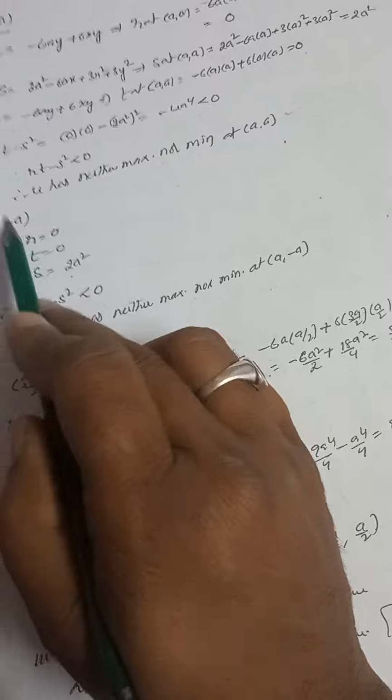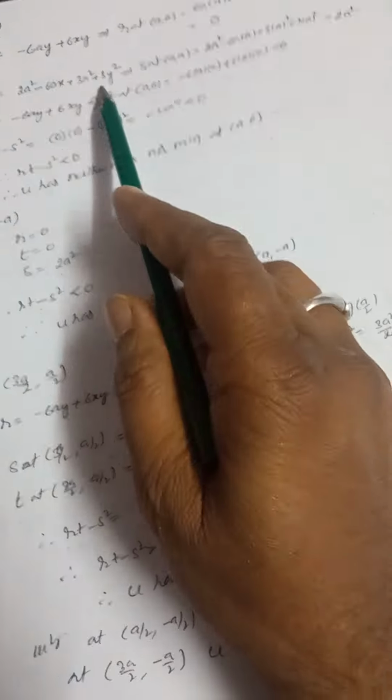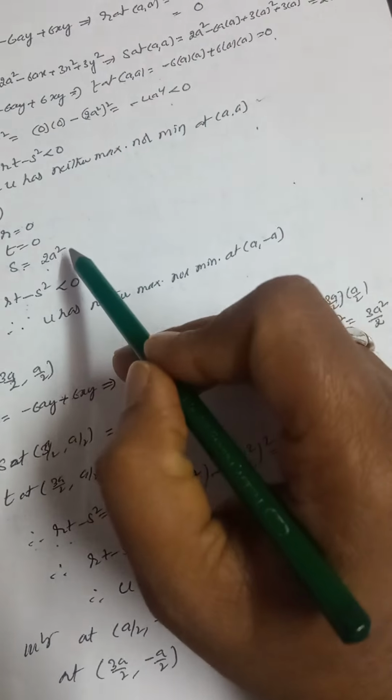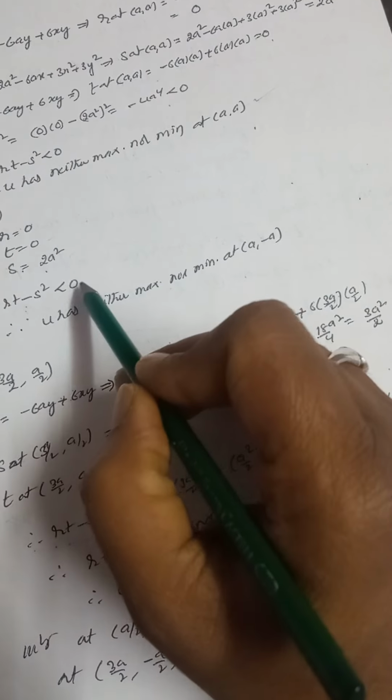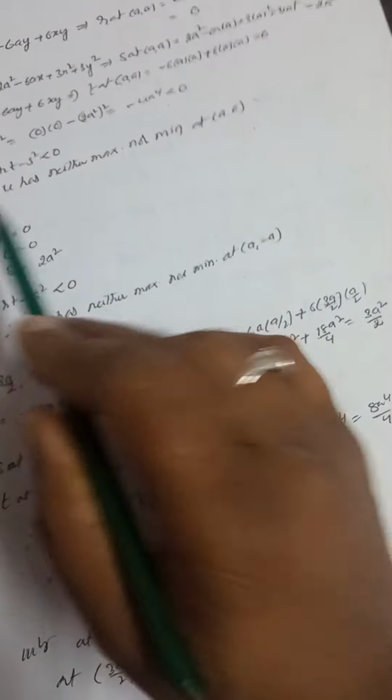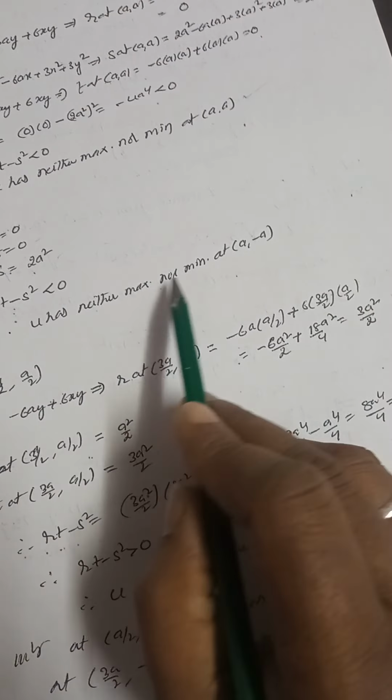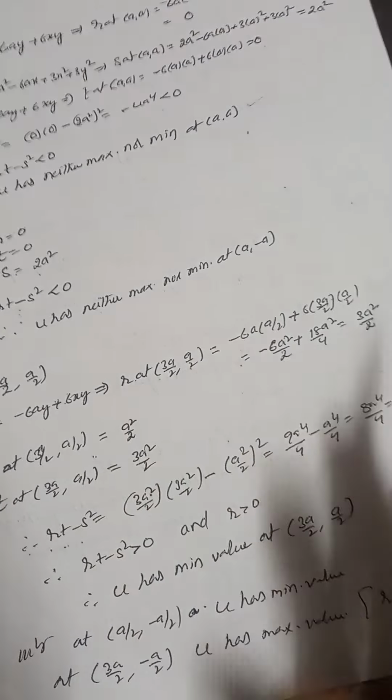Now at the point a comma minus a, again if you substitute in this one, r is equal to 0, t is equal to 0, s is equal to 2a square. Rt minus s square is less than 0 at this point also. u has neither maximum nor minimum at this point.